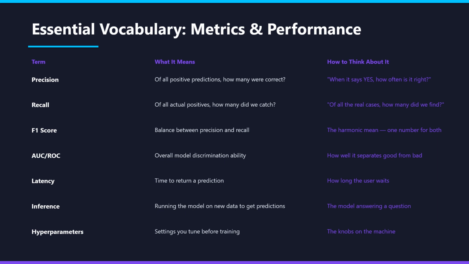Training is nothing but learning, right? Inference is answering the questions. Training happens once or periodically, but inference happens every time a user makes a request. Okay, hyperparameters, settings you configure before training starts, learning rate, number of layers, batch size. Think of them as knobs on your machine. The data scientist tunes these to get better performance.